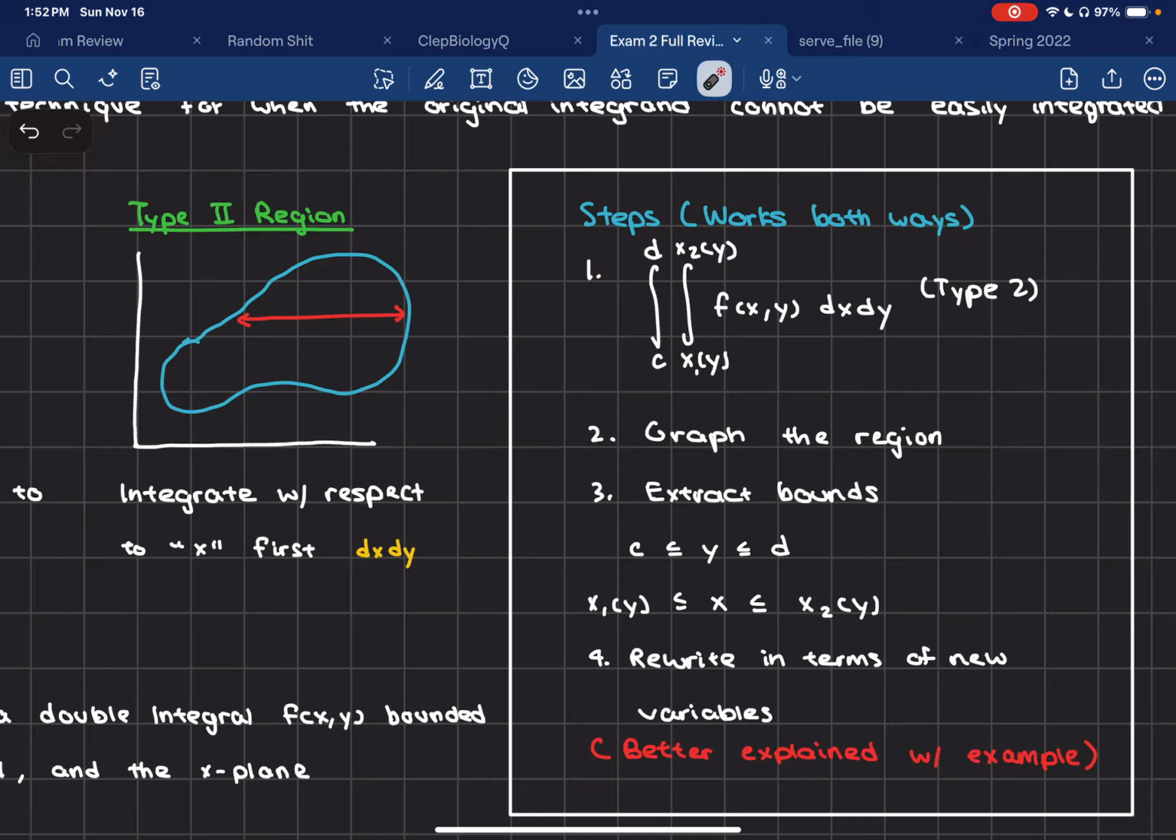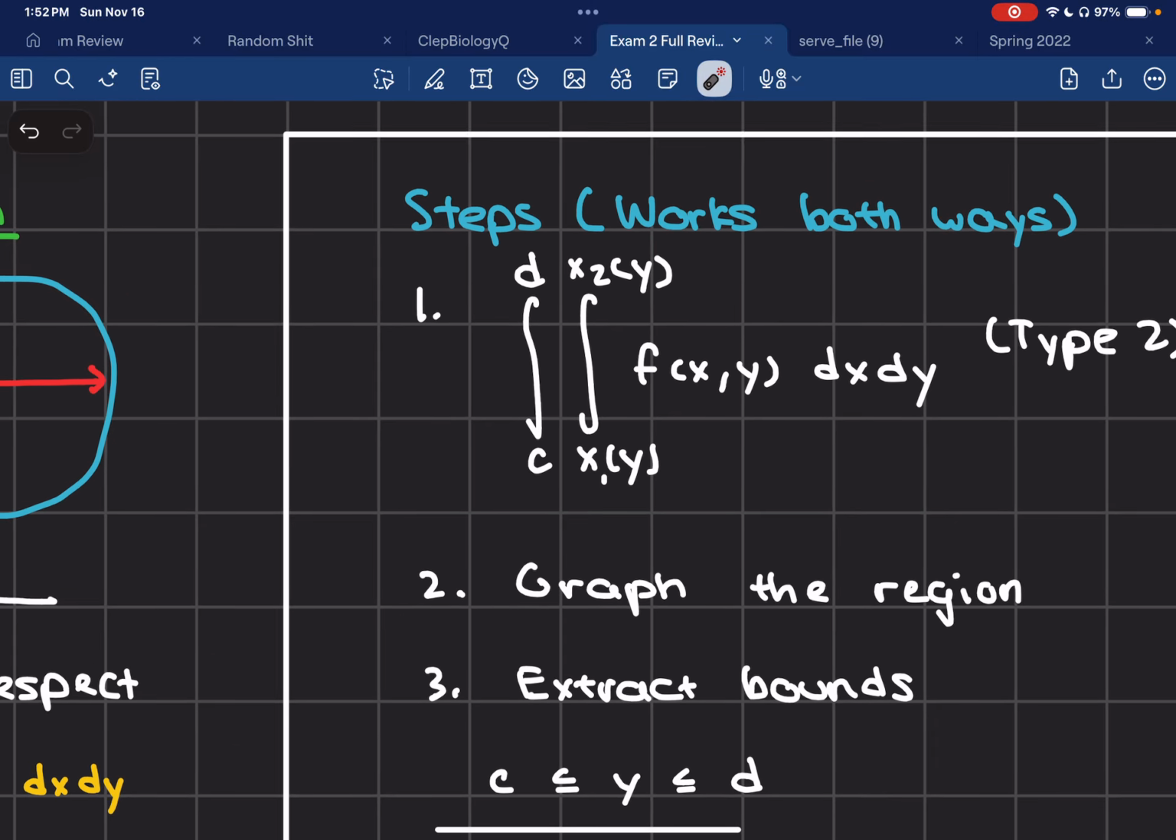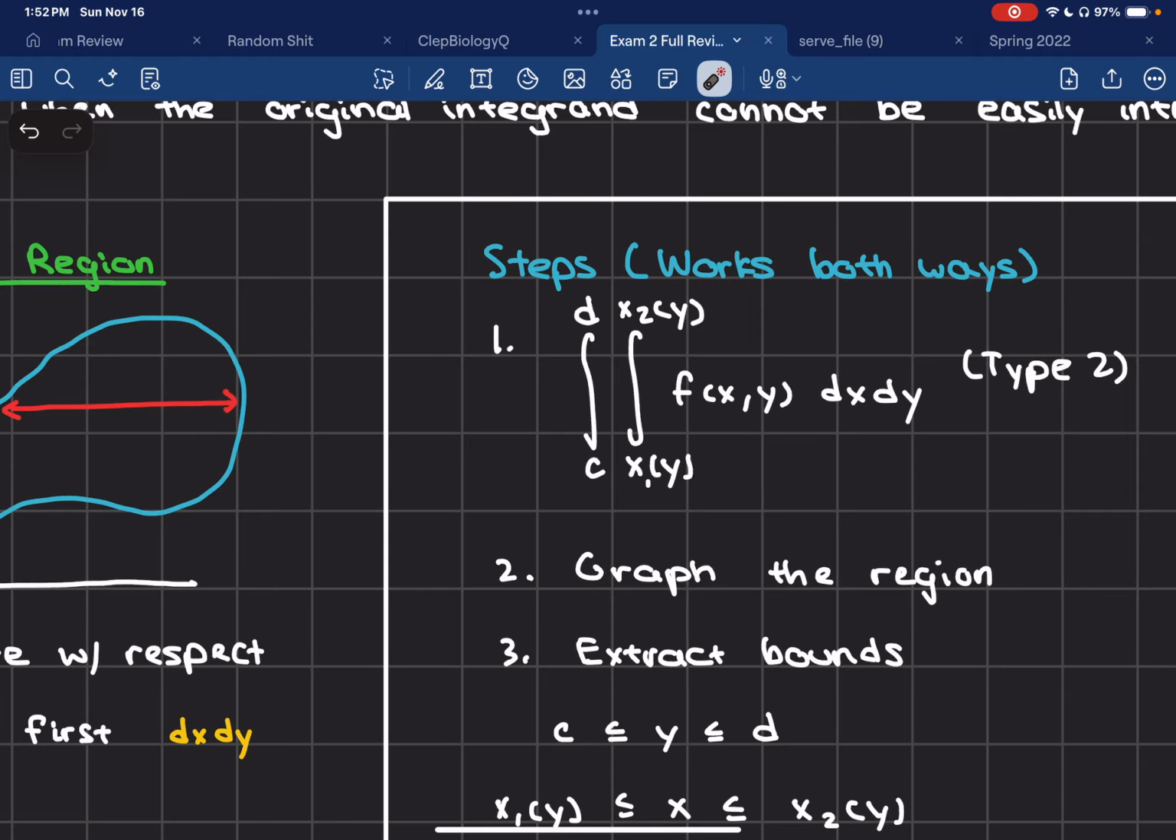But for double integrals, learn to draw. Okay, so the first step is to set up your integral first. How I want you to think of it is that in this case, this is actually a type 2 integral. So when you integrate with y, it's just 2 points. When you integrate with x, it's x as a function of y on both of them.